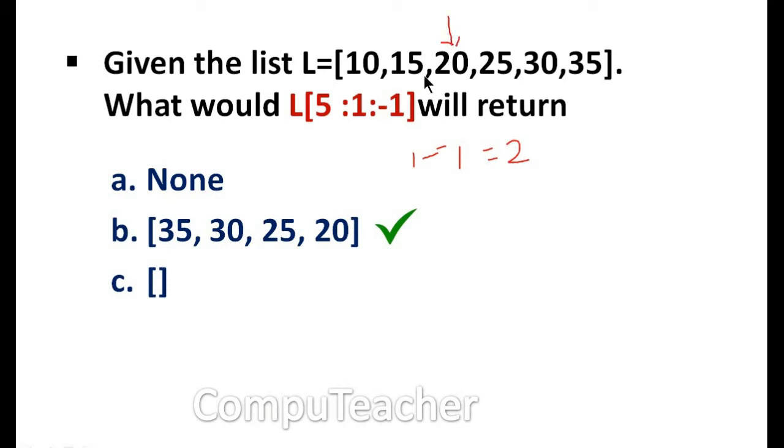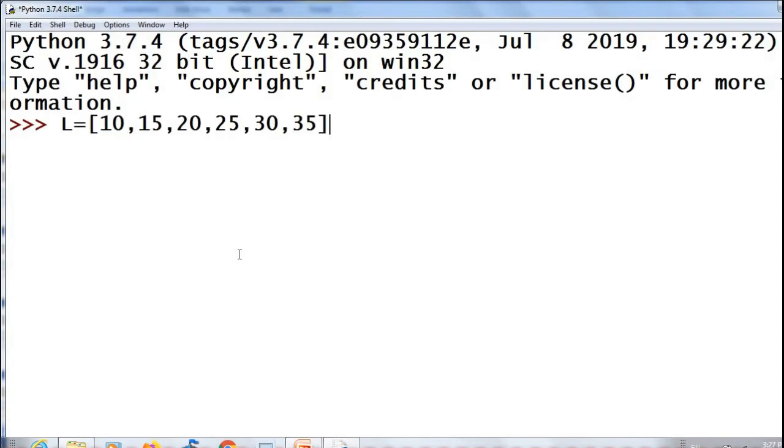Or you can also find it like this. 1 is here at 15. Then the value just before 15, that is 20 from backward. So the last value is 20.